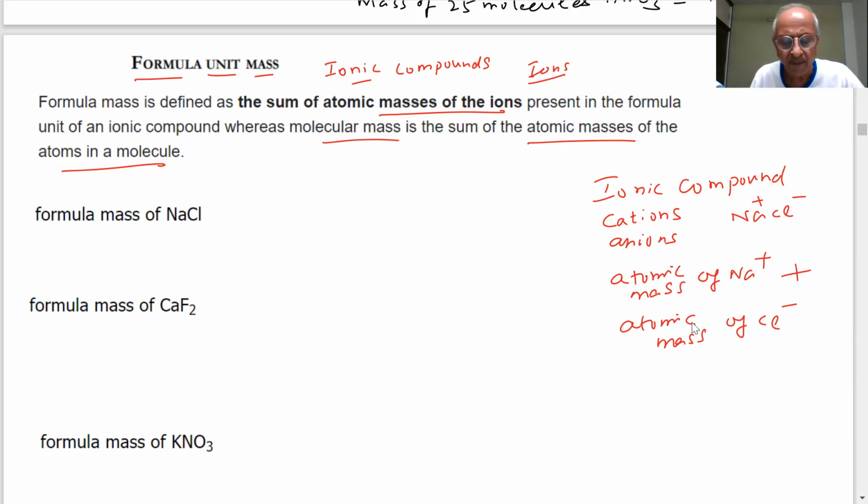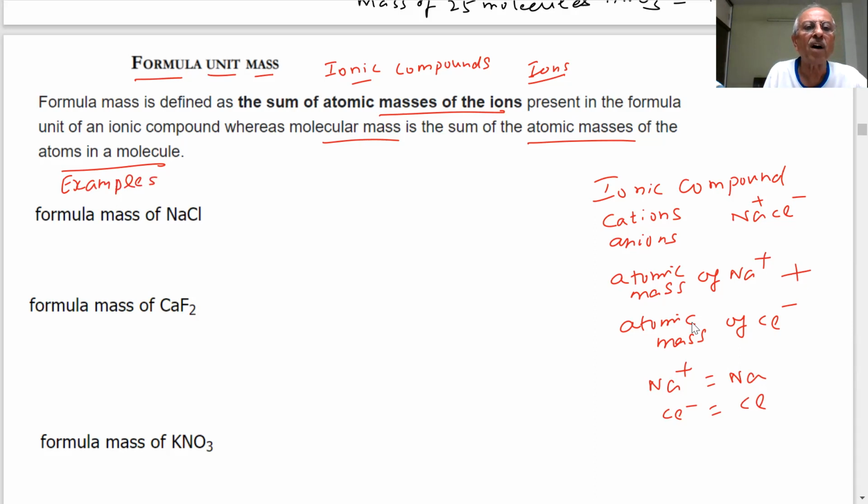Interesting thing is that the mass of an electron is negligible. It is very, very small. So the atomic mass of Na plus will be almost equal to the atomic mass of sodium. No problem. So whatever Na plus I am saying, it will be the mass of the sodium. Similarly for Cl minus, I can take the atomic mass of Cl. There will be no difference. Got it? Examples teach us more, student.